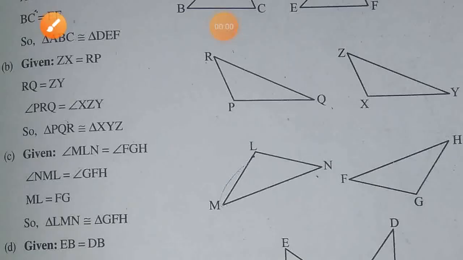Now part B, given ZX equal to RP. This is ZX and this is RP. These two sides are equal. Then RQ equal to ZY. This is RQ and this is ZY. These two sides are also equal. Then angle PRQ equal to angle XZY. This is PRQ and this is XZY. These two angles are also equal.